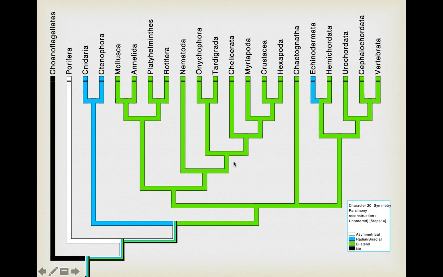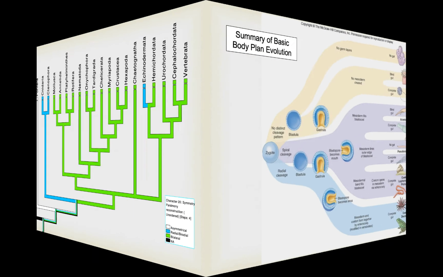But here's one of the things that we'll talk about later in the semester that's really interesting. Look at the echinoderms way up here. Why on earth did they go back to a more radially symmetrical body plan? We'll talk about how that impacts their lifestyle and their behavior.